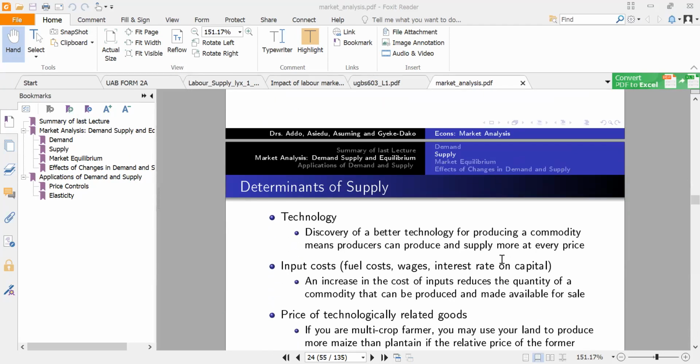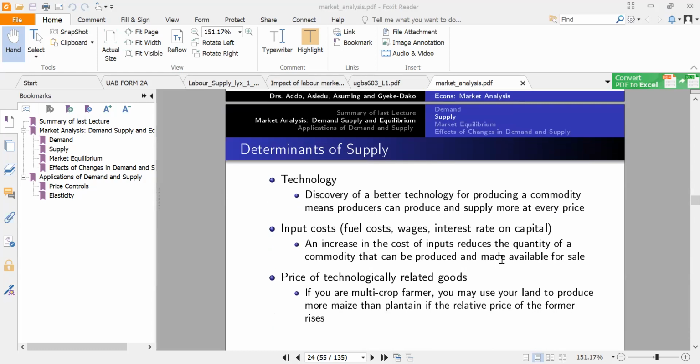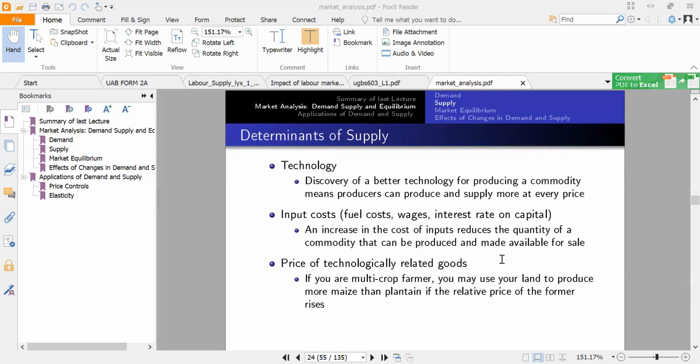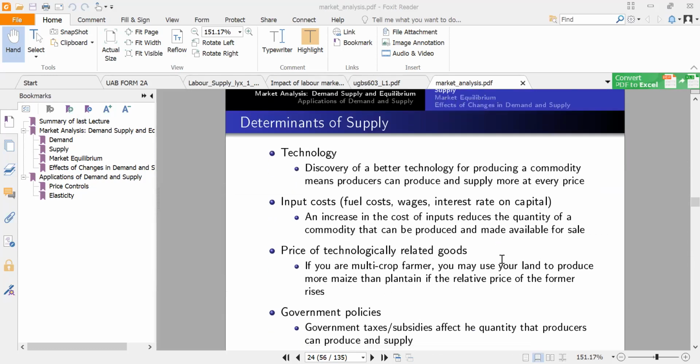Other determinants: price of related goods. I will not go into that in detail. But basically, if you are producing a good and other related goods are becoming very expensive, and those goods are inputs for you, then obviously you are going to demand less, and you're therefore going to produce less of the good.